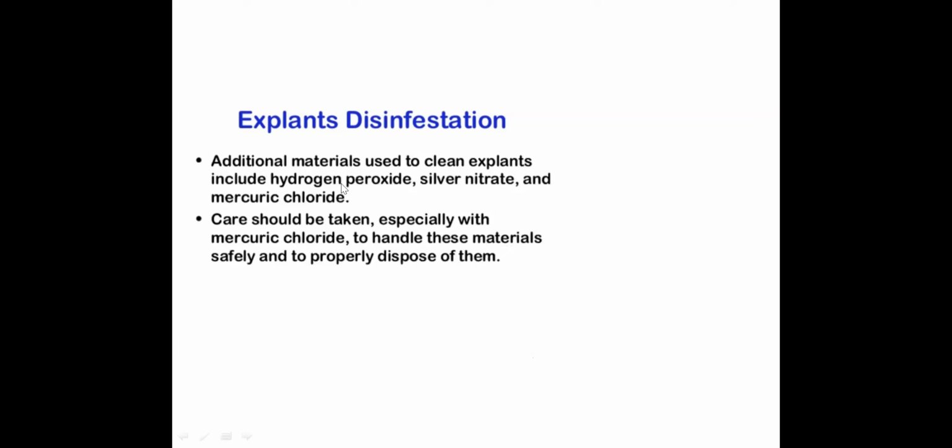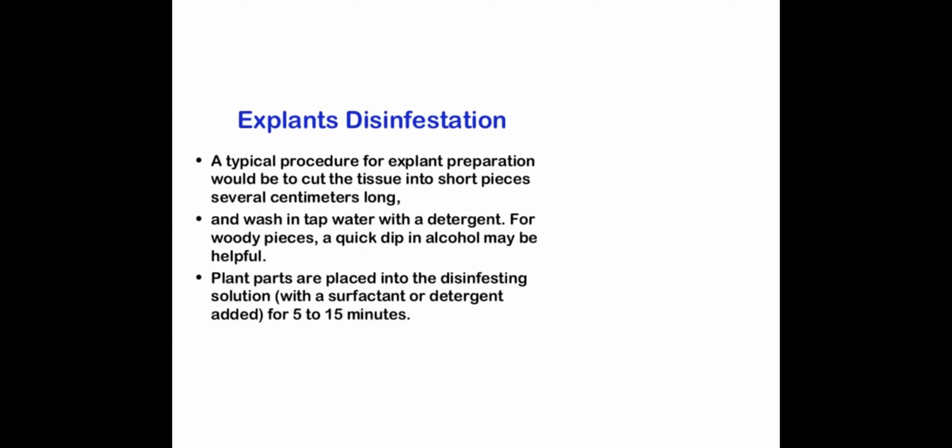Additional methods are hydrogen peroxide. You can use silver nitrate. Silver nitrate is very costly, so nobody uses that. Mercuric chloride is very cheap, but it is very difficult because you have to dispose of it properly. You can't just throw the mercuric chloride outside. So it is actually banned now. You can't use mercuric chloride. Normally ethyl alcohol is what is taken, or sodium hypochlorite, which is cheap and best.